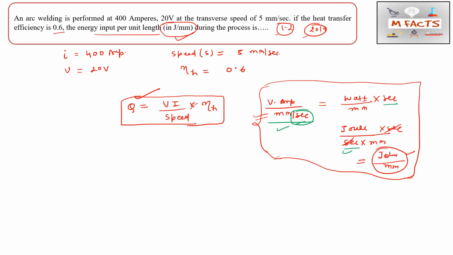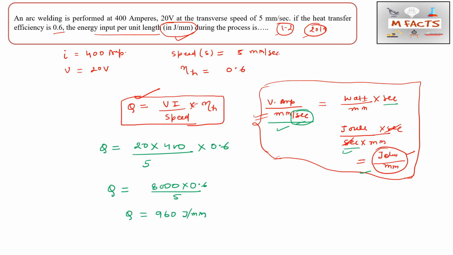So the Q value we need to find. Q is equal to V, which is 20 volt, and I, that is 400, and speed is 5, and eta h is 0.6. From here we need not change any unit. I already told you, you will get the answer in joule per mm only. So the answer will be 8000 multiplied by 0.6 by 5. So Q will be equal to 960 joule per mm.